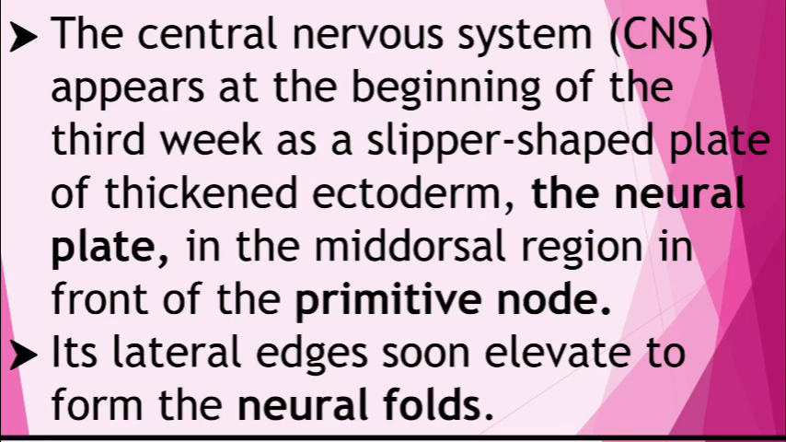The central nervous system appears at the beginning of the 3rd week as a slipper-shaped plate of thickened ectoderm. This is what you call the neural plate. You find it in the middorsal region in front of the primitive node. Its lateral edges soon start to elevate to form what we call the neural folds.